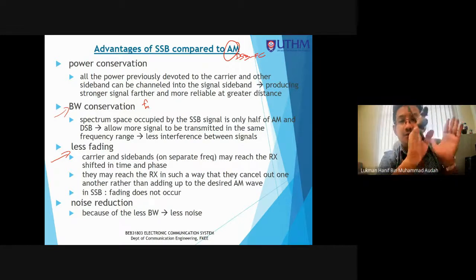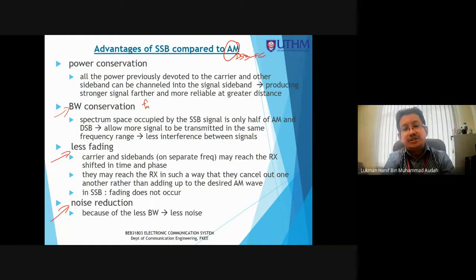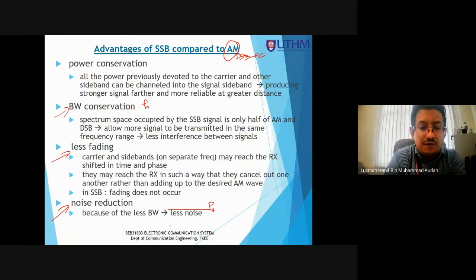So dia lebih kurang dari segi fading, dia kurang daripada double sideband full carrier. And then noise reduction. Noise reduction means that we are referring to the PN, the noise power.